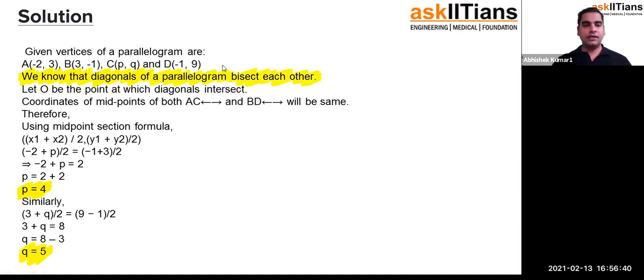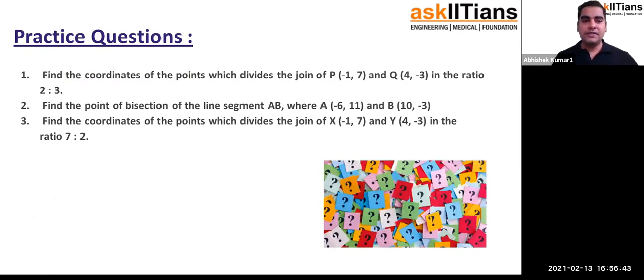All right. Next, what we have. We have three problems that you have to practice as homework. Let me quickly explain what you have to do. The first problem says find the coordinates of the point which divides the join of P and Q in the ratio 2:3. It's super easy, a direct application of the section formula that we did today. You are provided x1, y1, x2, y2, and the ratio m:n. All you have to do is put the values in the formula and you'll get your answer.